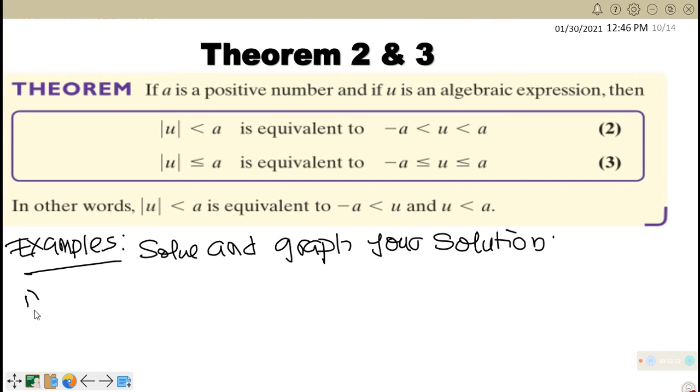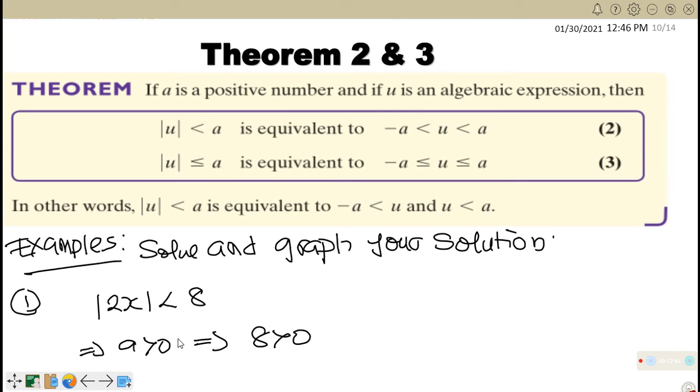For number 1, we have absolute value of 2x less than 8. The first condition to look at is that a must be greater than or equal to 0, and here 8 is greater than 0. So we can apply the rule here. We now say absolute value of 2x less than 8 implies minus 8 is less than 2x and less than 8, because the inequality is strict, so it's going to be strict on both sides.